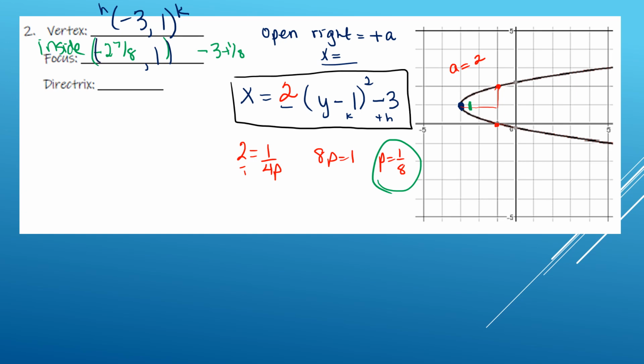Okay, and then I'm going to move that exact same distance, but to get my line for the directrix on the outside, I'm going to move to the left. So if I move to the left 1/8 from the vertex and draw that vertical line, that is cutting through the x-axis, so it has to be an x equals equation. And I'm going to take the x coordinate -3 and subtract 1/8 because I moved to the left. So that would give me -3 1/8 equals x for the equation of the directrix.